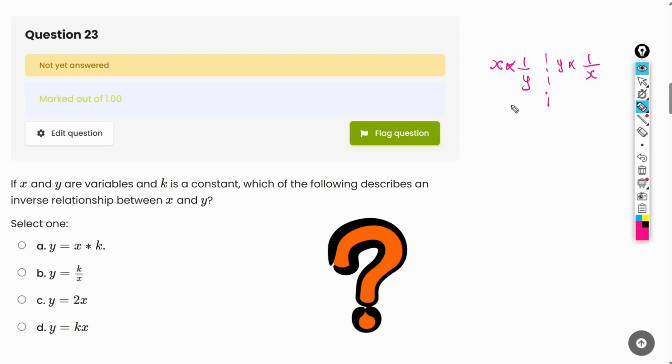It's an inverse relationship. So when you choose a constant in either one, you get x is equal to k over y, or you could get y is equal to k over x. So the correct option is option B, y is equal to k over x, okay.